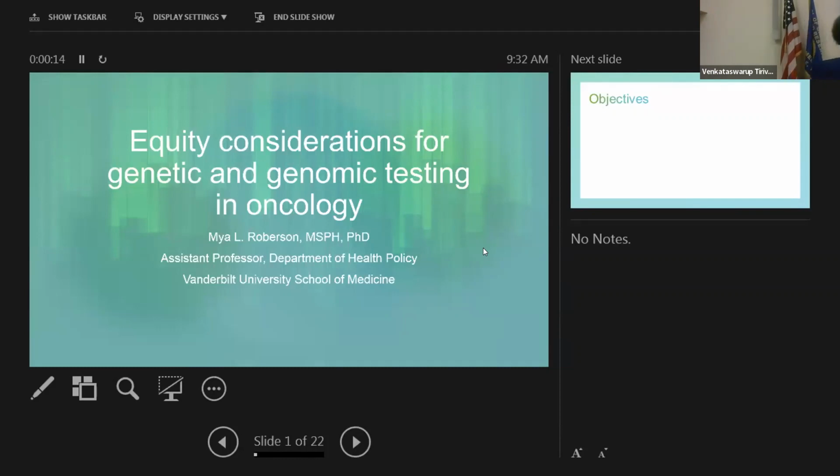In contrast to the first two speakers, I am a population health scientist and epidemiologist by training, and we'll be talking to you today about equity considerations for genetic and genomic testing. And this talk today is a synthesis of some of the work that I have done personally and some of the work that deeply informs what I do that I think is important for all of us who are cancer researchers to keep in mind.